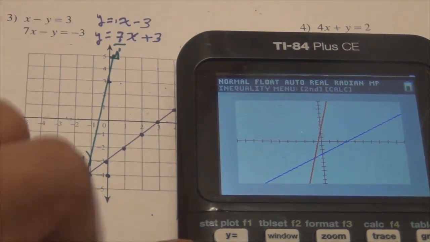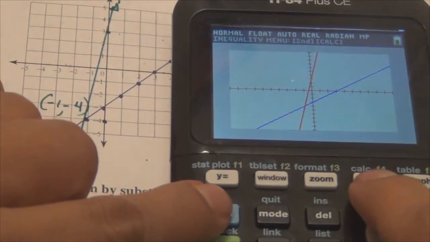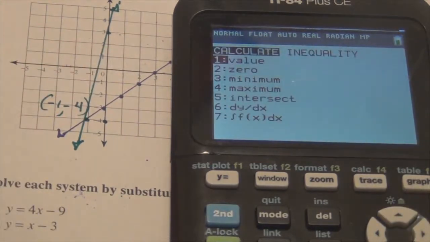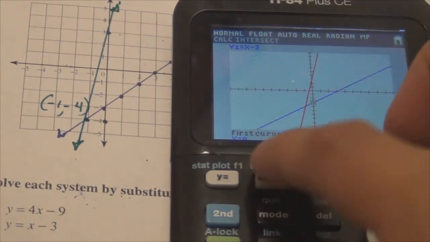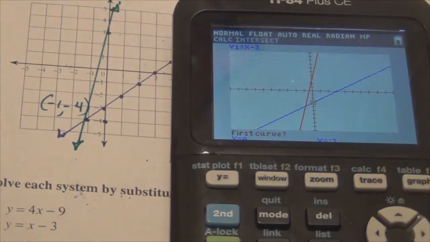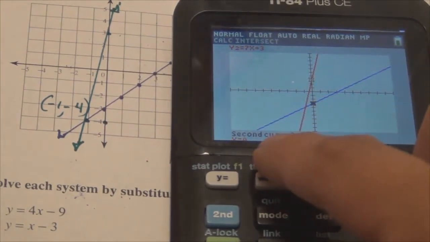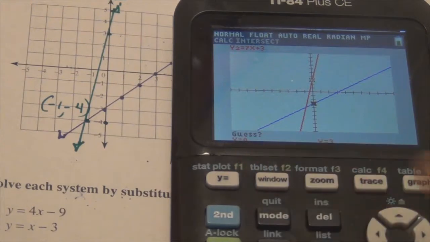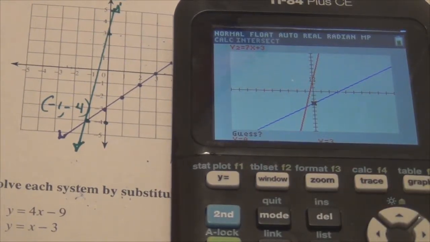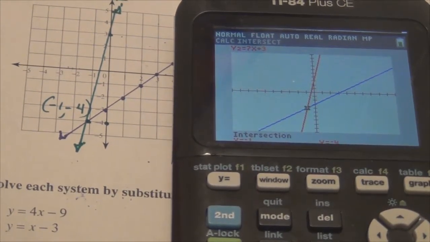Press second, calculate, you see? Second calc. And you want to go to intersection point. You press enter. Now it's going to ask you, first curve. When it says curve, it means either a curve or a straight line, it doesn't matter. So yes, I want it on the first curve. The second curve, yes, I want the intersection between the first curve and the second curve. Oh, you want me to guess the intersection? Oh my God, yeah, I want you to guess the intersection. So boom, and there you have it.